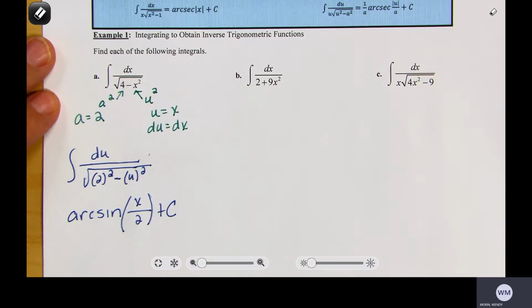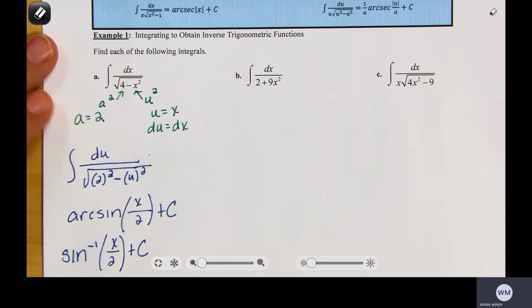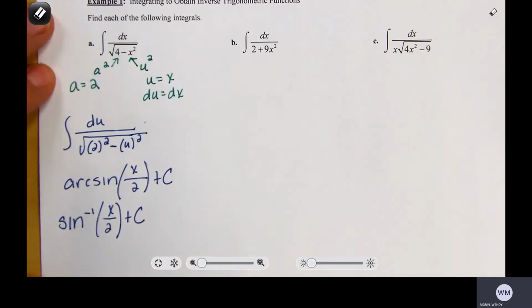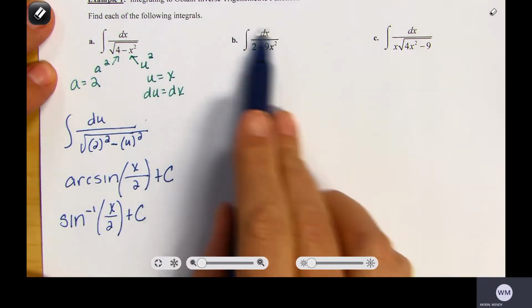And that's the answer. If you wanted to, you could write it as sine to the negative 1 of x over 2 plus c. But just remember, this means arcsine. It's not a power rule or anything. You can't add 1. That's just another notation for arcsine. Either one is acceptable. All right, let's look at the next one.